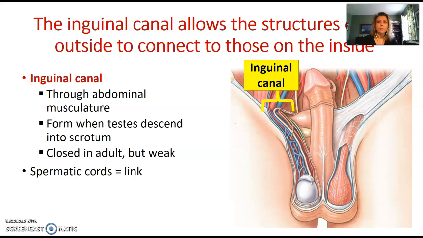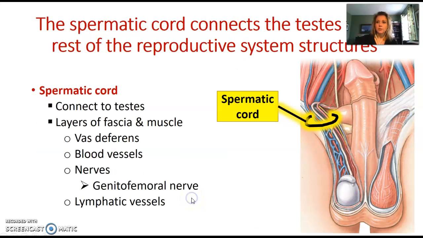Maybe you've heard of people who have had an inguinal hernia. Sometimes if somebody is lifting a box that's pretty heavy, the intra-abdominal pressure can rise so much that part of the small intestine pushes through that opening, and then that has to be repaired. The spermatic cords are the link between the external and the internal portions of the male reproductive system.